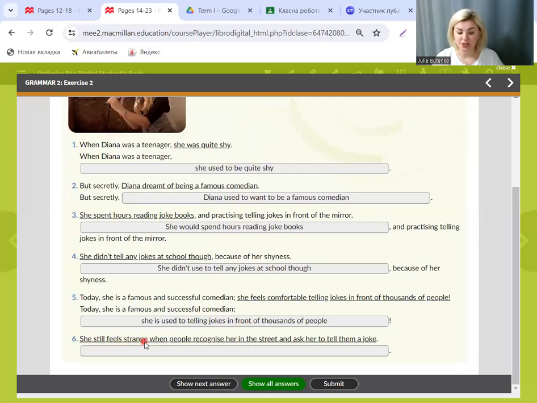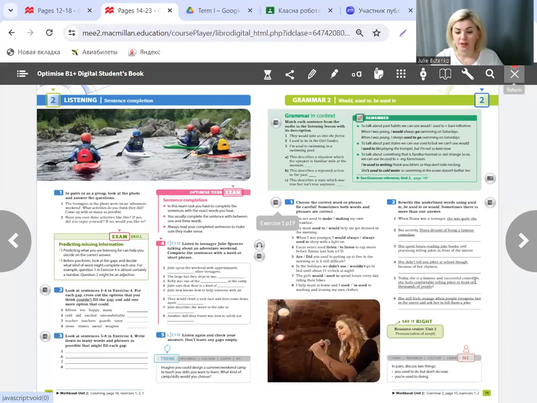She still feels strange when people recognize her in the street and ask her to tell them a joke. So, she still isn't used to people recognizing her in the street and asking her to tell them a joke. So, in these exercises 1 and 2, we practice using would, used to, and be used to.